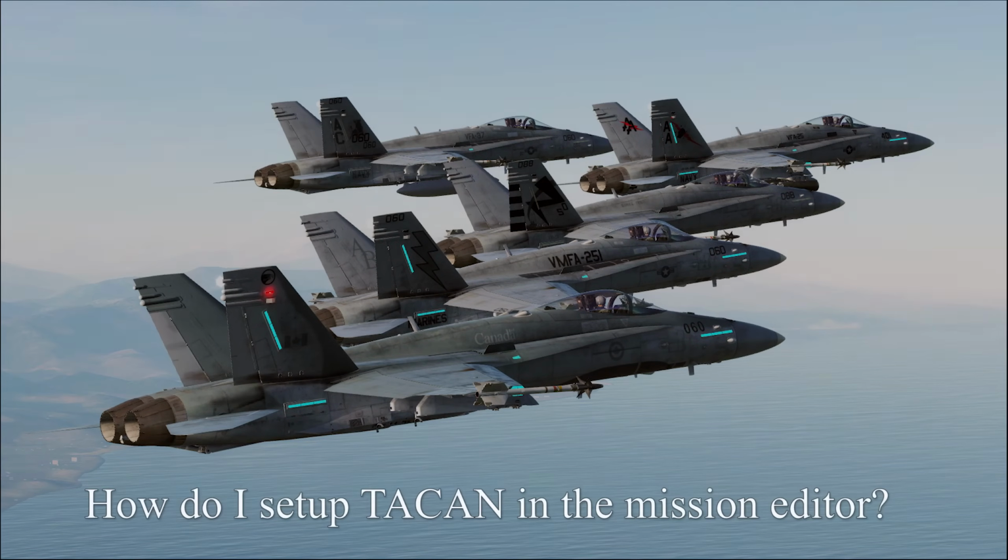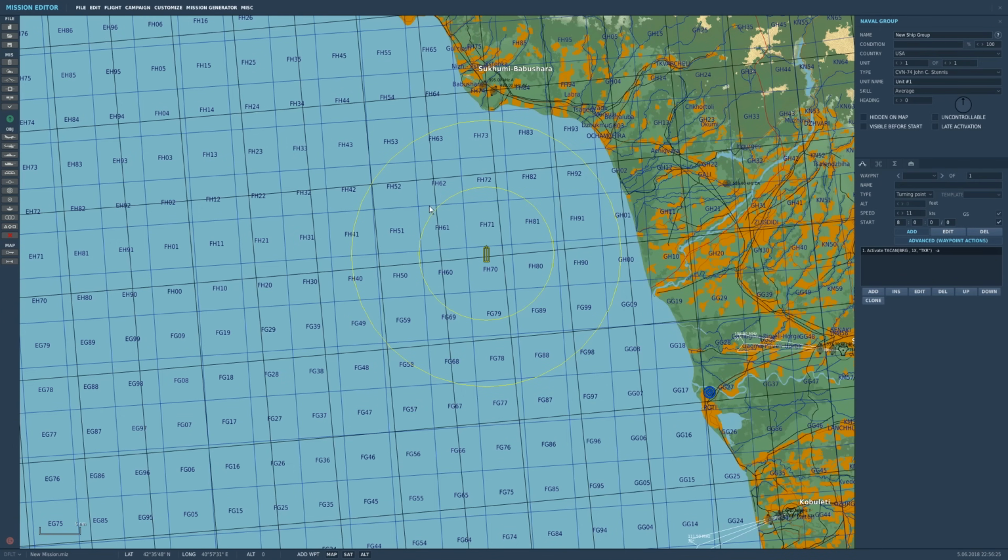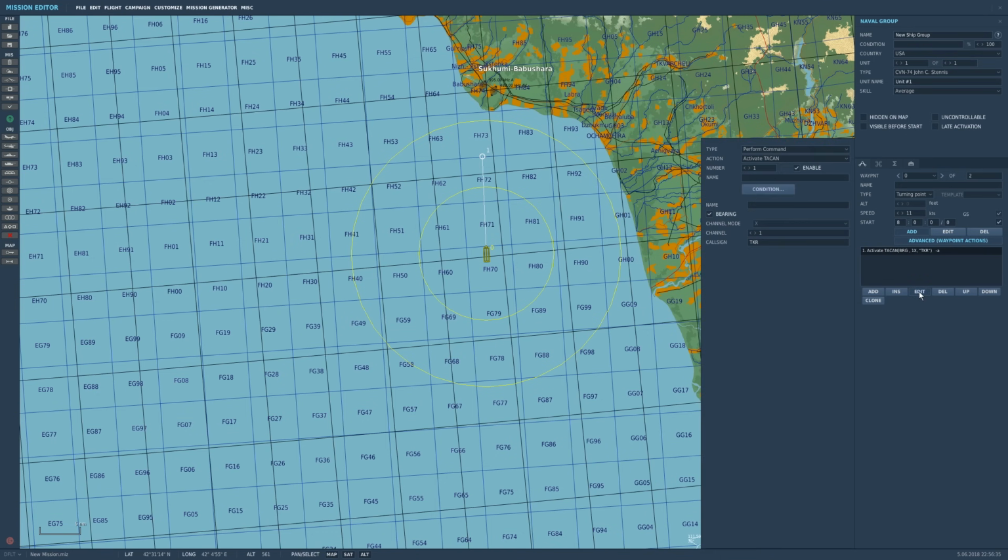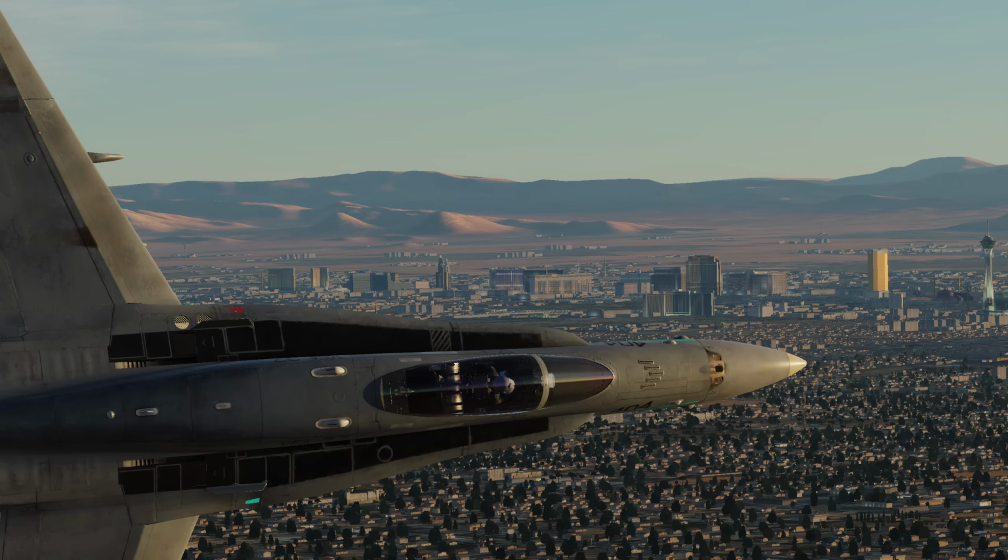First question, how do I set up TACAN in the mission editor? When adding a boat, there will be an advanced waypoint action at waypoint 0 that will activate the TACAN for the boat. To change the channel, select the waypoint and click Edit. The default frequency is generally 1, but mission editors can obviously change this to whatever they want. This brings us to the next question.